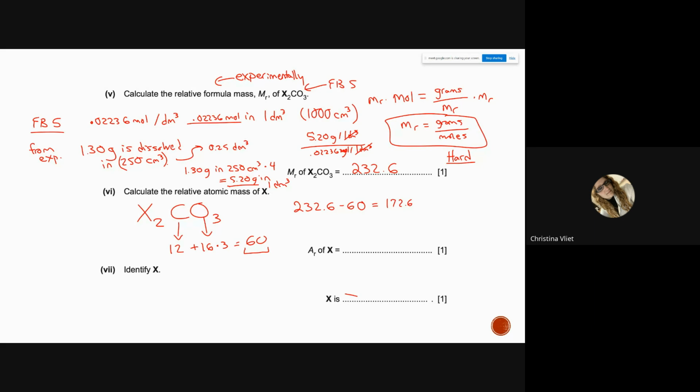172.6. That equals X2, right? What's X? Divide by 2, and you get 86.2. Or is it 86.3? 86.3.